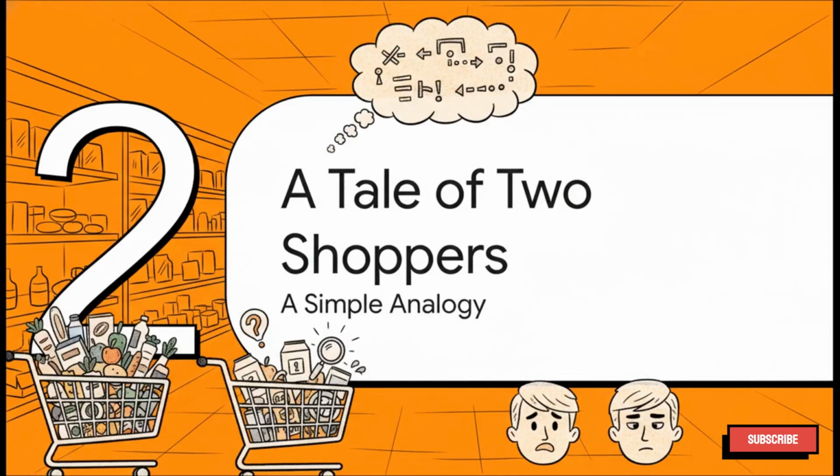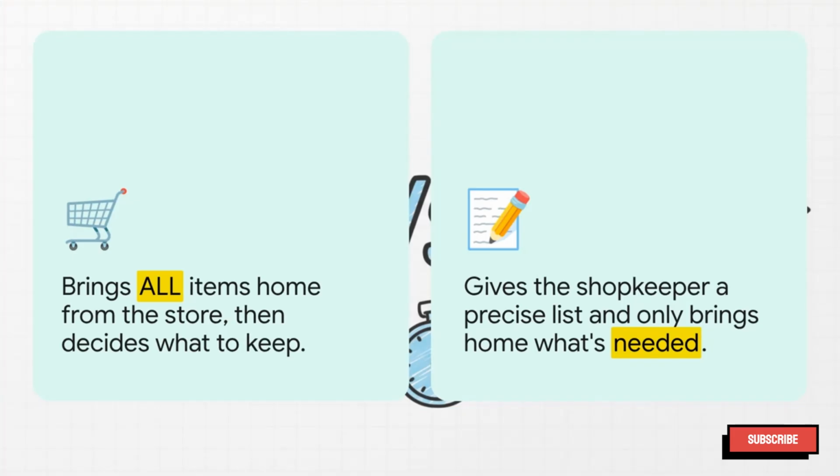All right, to make this super clear, I'm going to use an analogy. Let's imagine we're going to the grocery store. I like to call this a tale of two shoppers. First up, we have IEnumerable. Think of this as the over-enthusiastic shopper. This person runs into the store, grabs one of everything off every single shelf, shoves it all into a massive shopping cart, pays for it, brings it all home, and then dumps it on the kitchen floor. Only then do they start looking through the pile and say, oh yeah, I just needed milk and eggs. It's completely bonkers, right? Incredibly inefficient.